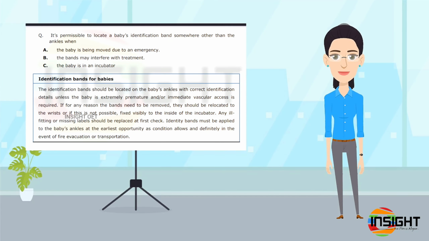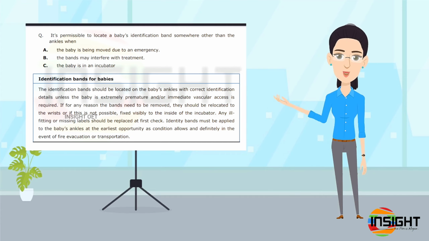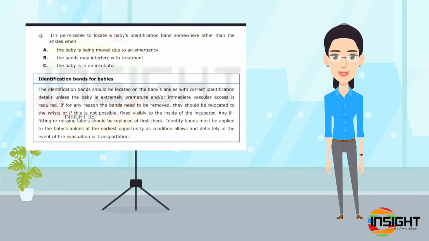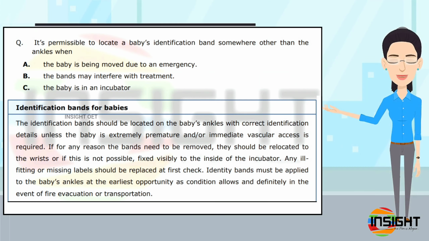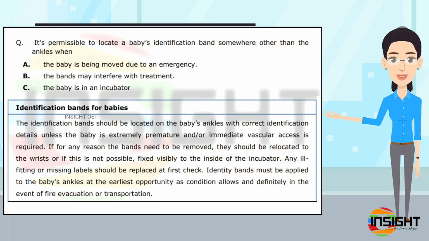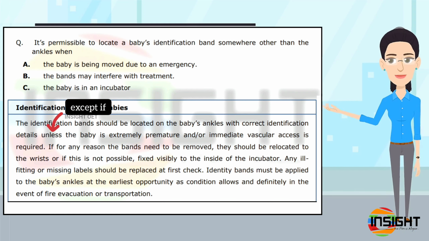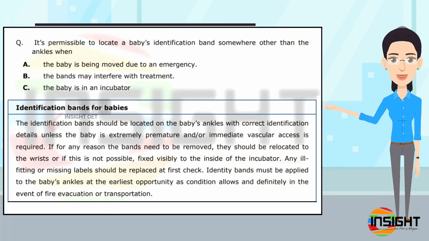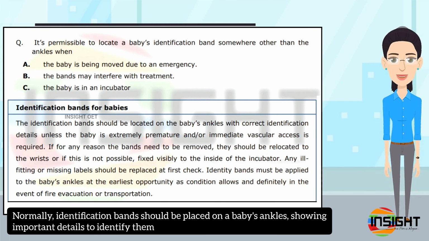Time's up. I hope you found the answer. So, let's check it. The question asks, when is it permissible to locate a baby's identification band somewhere other than the ankles? So, it's given that the identification bands should be located on the baby's ankles with correct identification details unless the baby is extremely premature or immediate vascular access is required.